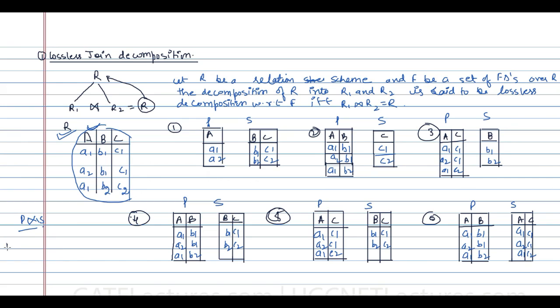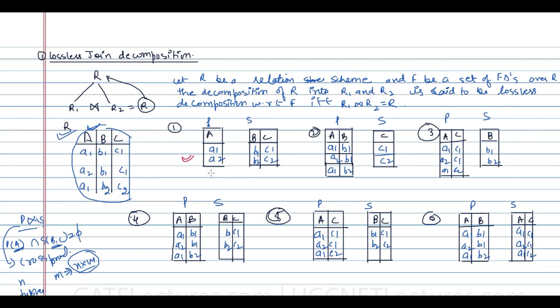Okay, you can say if P contains the attribute A, and S contains the attributes B and C, because there is no attribute which is common, this natural join will act as a cross product. Now if you do a cross product of two tables, where the first table has n tuples and the second table has m tuples, then you will have n cross m tuples in the resulting table.